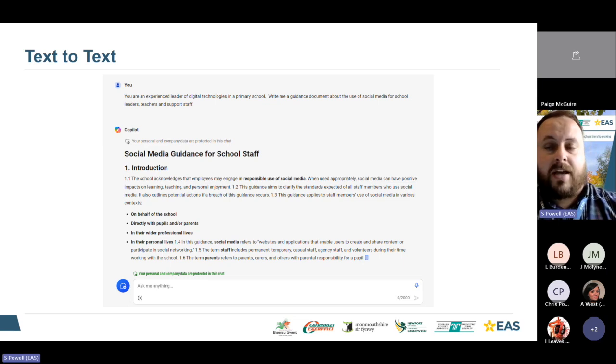This is a text-to-text generative AI. I have basically prompted Copilot here. I've said, you're an experienced leader of digital technologies in a primary school. Write me a guidance document about the use of social media for my school leaders, teachers, and support staff. And instantly then it's drawn on all this information and started to generate this guidance for me. So just an example of how that could be used for one task.